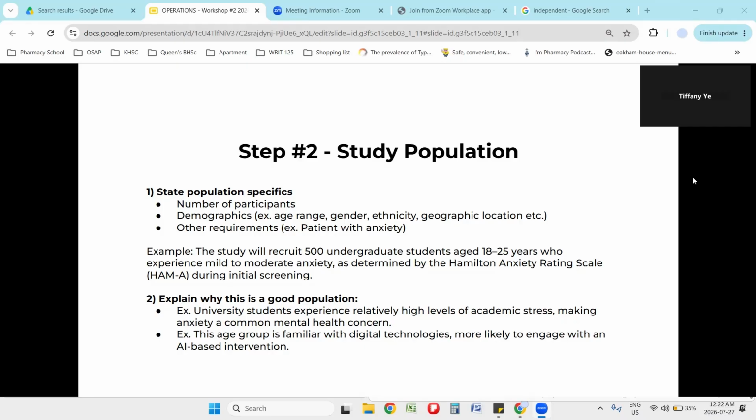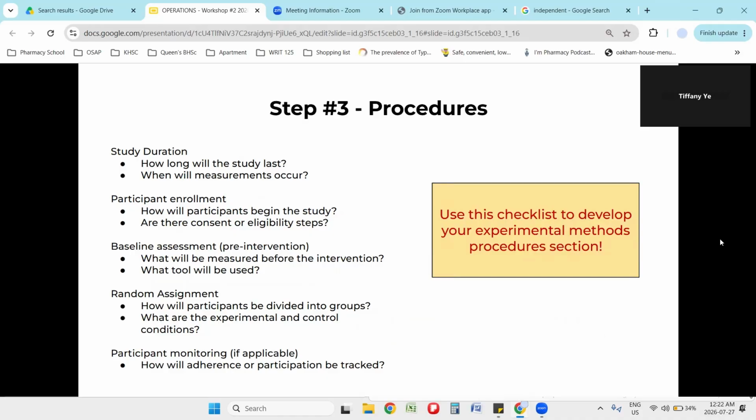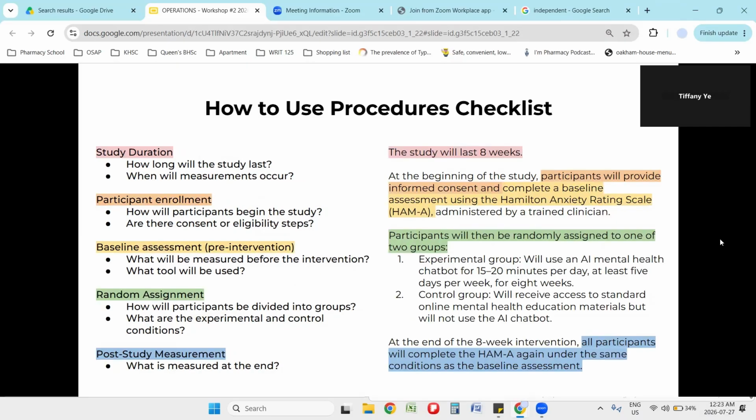So another part of creating experimental methods are your procedures. So you should consider your study duration, how you'll enroll your participants, baseline assessments, random assignments, and participant monitoring. I'm not going to list out every single question under these subsections of procedures, but you should look at this list and apply it to your research proposal. So to your right, we have an example of procedures in the experimental methods section of a hypothetical research proposal. And to your left, you have the same checklist as presented in the previous slide.